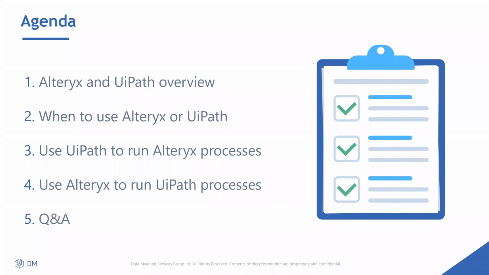So from the name, both are talking about process automation. So what's the difference between them, and how can we leverage and learn, or maybe see, when to use Alteryx and when to use UiPath? Then I will show you two demos. One is to use UiPath to run the Alteryx processes, and the other will be the opposite way, use Alteryx to call or run the UiPath process. After that, we're just going to have the Q&A session.